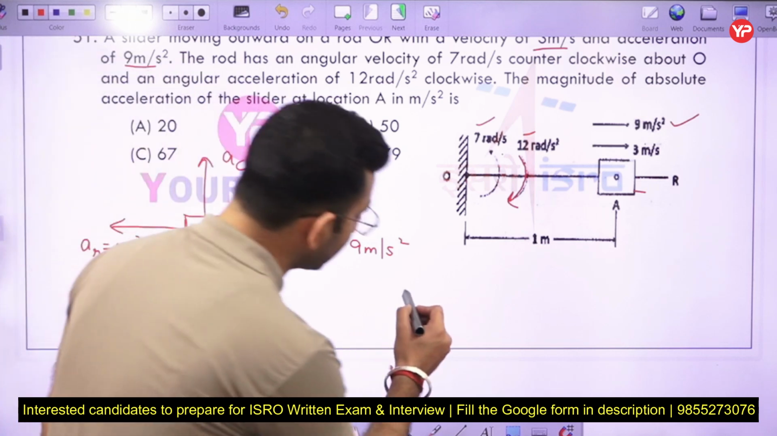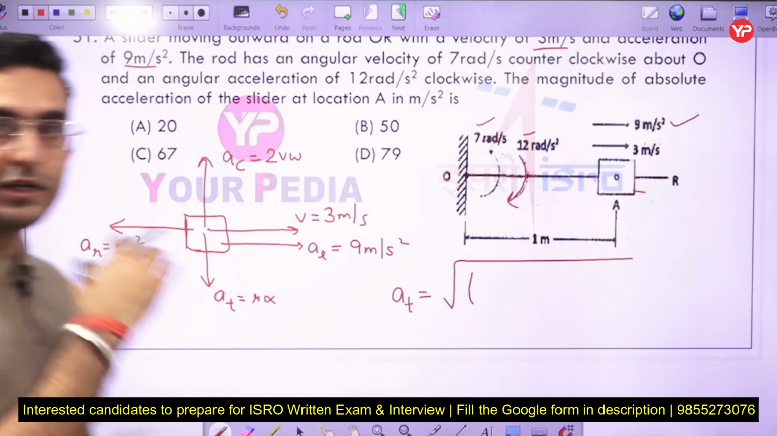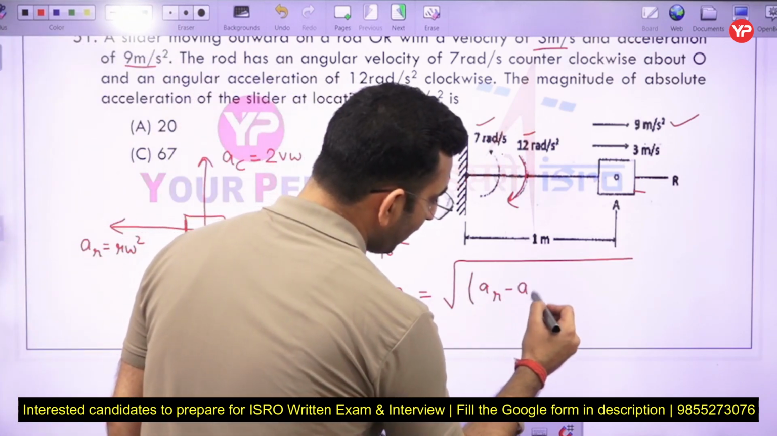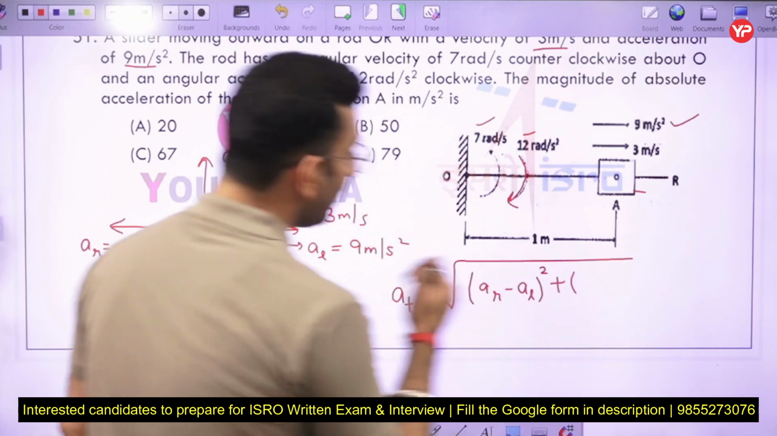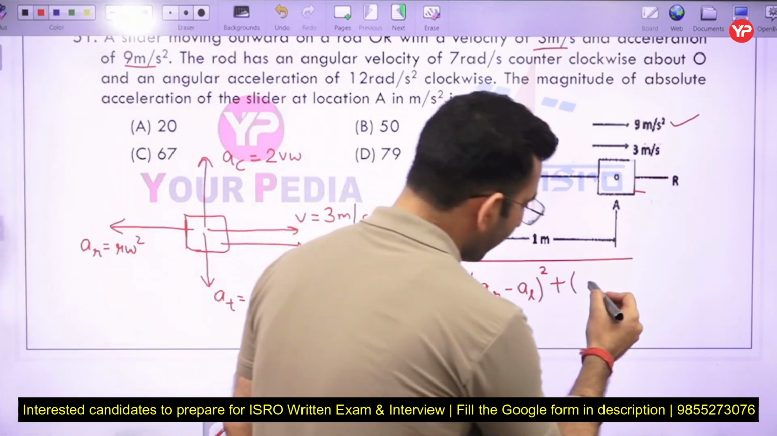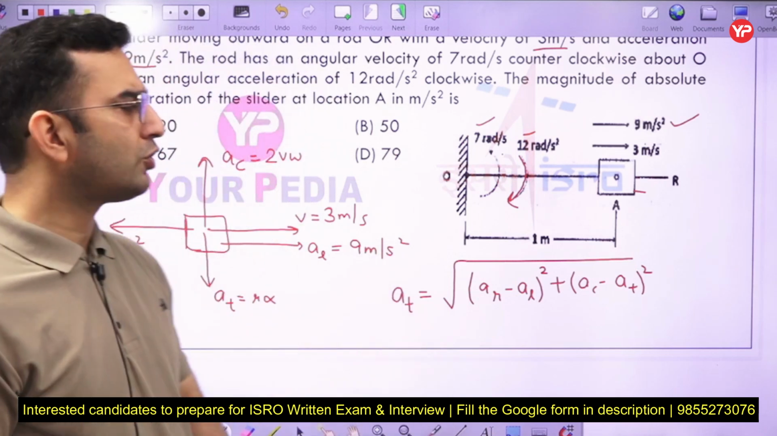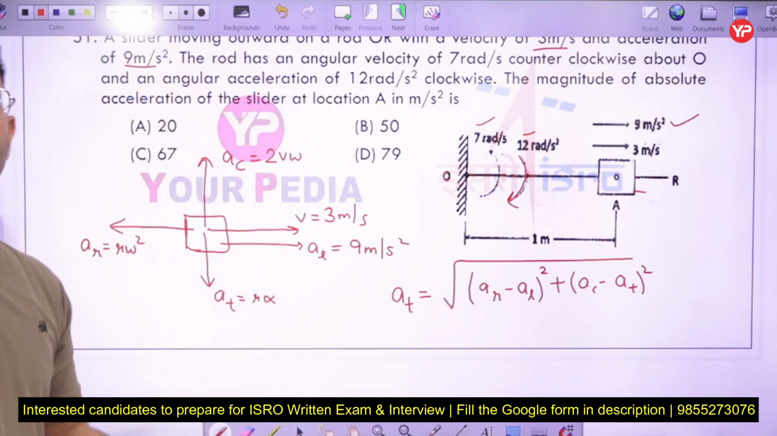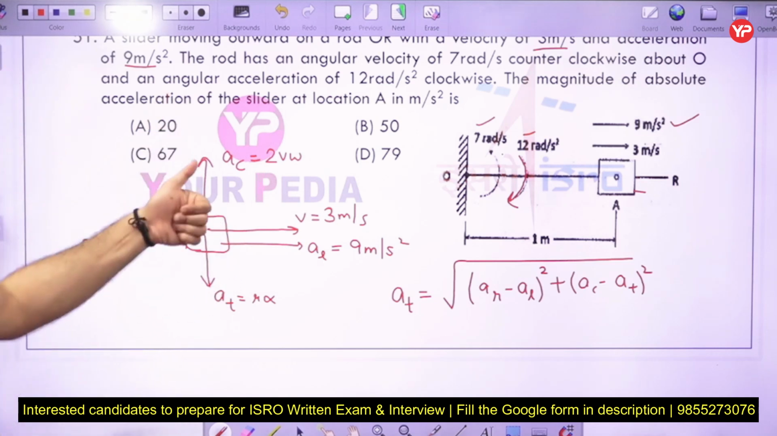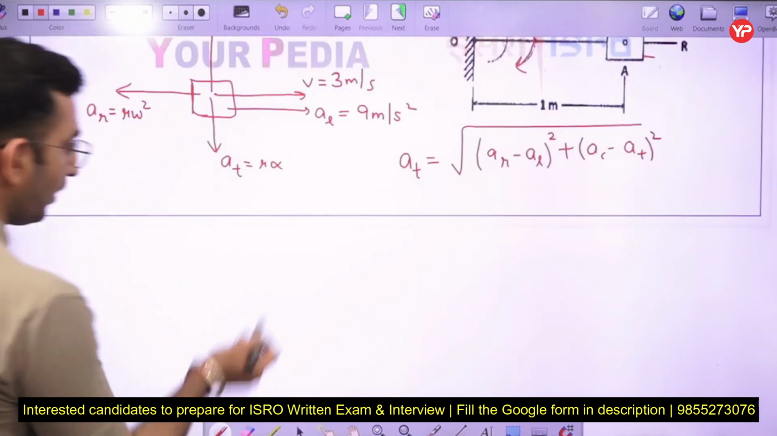So here I can say the total acceleration can be simply calculated by the net acceleration acting along the horizontal direction, that is (AR minus AL) whole square, plus we have a Coriolis acceleration as well as the tangential acceleration in the vertically upward direction. So I can write (AC minus AT) square here. You can also assume AT as positive and AC as negative depending upon your sign conventions. Here I am assuming the left side is positive and the upward direction is positive. Now just calculate each value and put the value here.